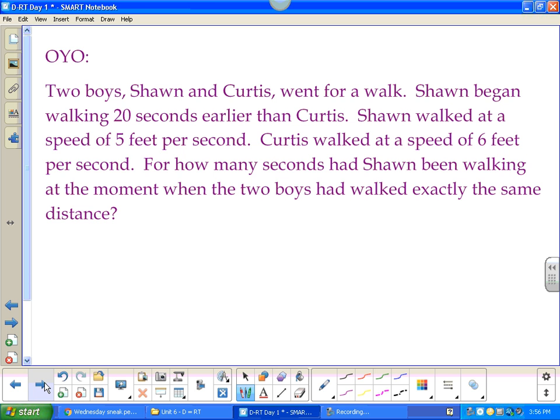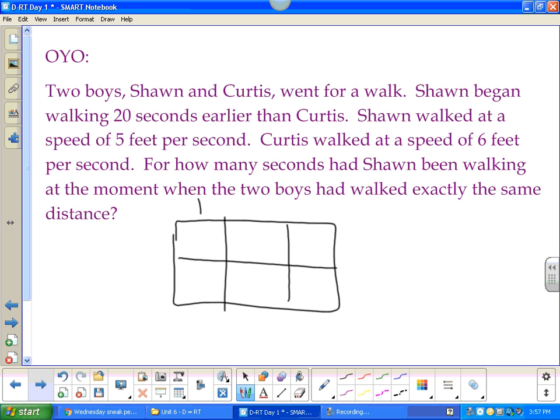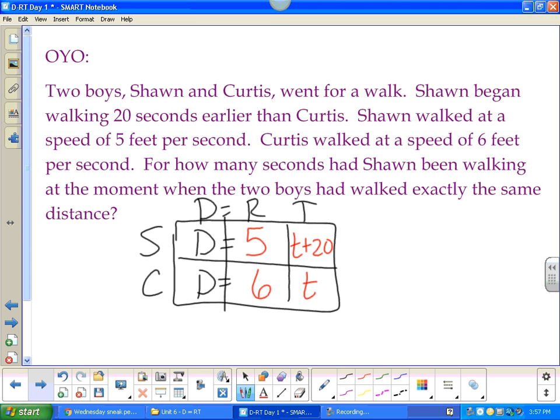Okay, so let's try this one just for one more example. We've got Sean and Curtis, and they go on a walk. Sean began walking 20 seconds earlier than Curtis. Sean walked at a speed of 5 feet per second. Curtis walked at 6 feet per second. So I've got Sean and Curtis. Sean walked at 5 feet per second. Curtis walked at 6. Sean began walking 20 seconds earlier, so he gets a plus 20. And everything's in terms of seconds, so we're good.